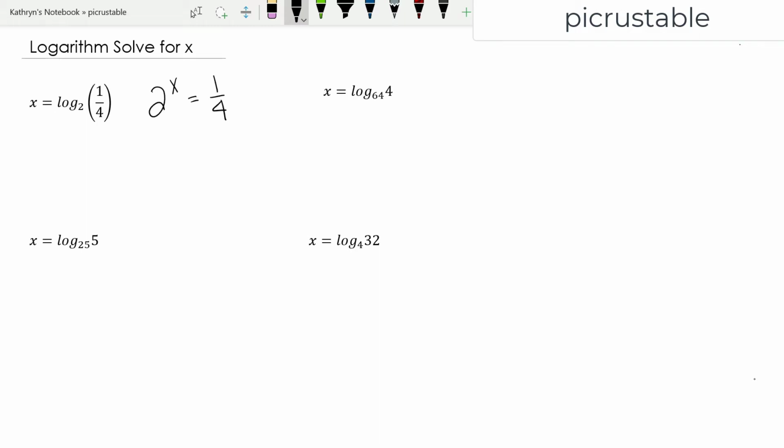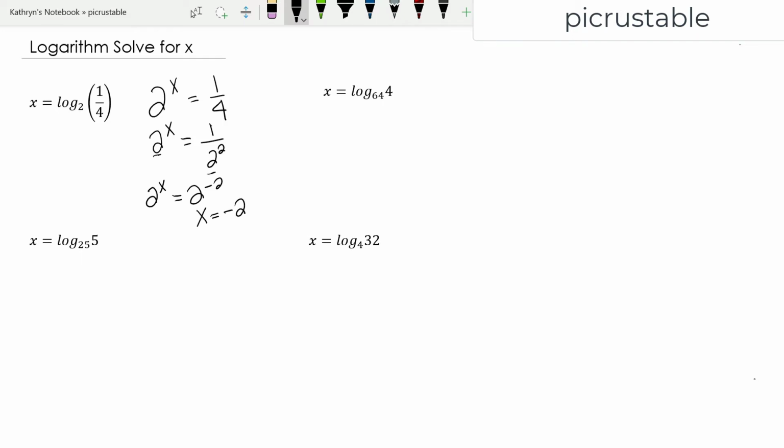Now we want the bases to be the same. I know that if I take 1 over 2 squared, that's 4. Well, we still have a little problem here, right? Because we have bases of 2, but this 2 is in the denominator. We need it in the numerator. So hopefully you remember that if I have 2 to the negative 2, the negative doesn't mean it's a positive or negative. It just means the reciprocal. So now I have the same base. I can say x equals negative 2.